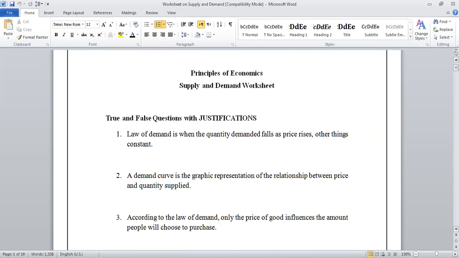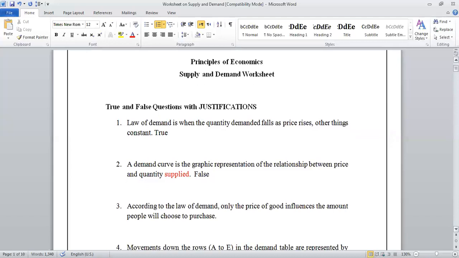You have the answers with you, I believe, but we can write them for you. Number two, a demand curve is a graph that shows what? The relationship between price and quantity supplied. Is this true or false? This is false because the demand curve shows the relationship between price and quantity demanded, not supplied.